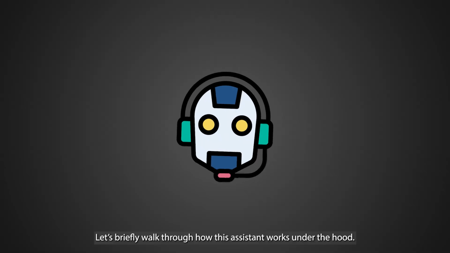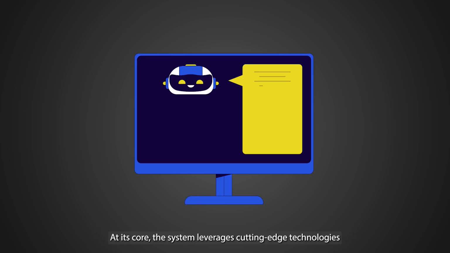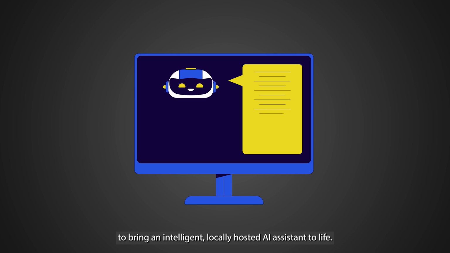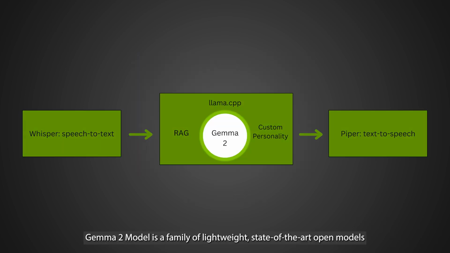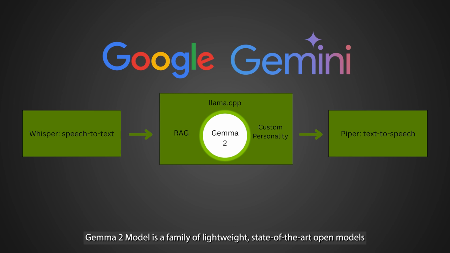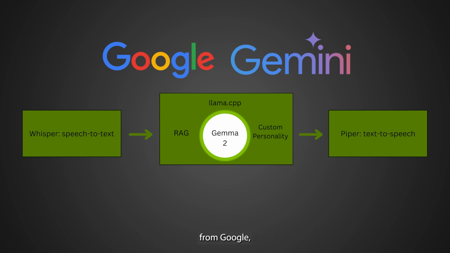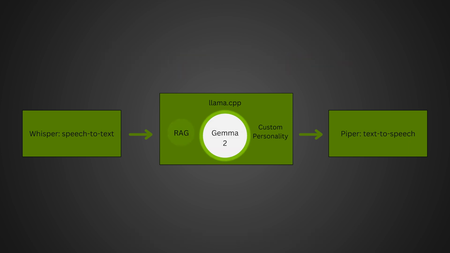Let's briefly walk through how this assistant works under the hood. At its core, the system leverages cutting-edge technologies to bring an intelligent, locally hosted AI assistant to life. Here's how it all fits together. Gemma 2 model is a family of lightweight, state-of-the-art open models from Google, built from the same research and technology used to create the Gemini models.